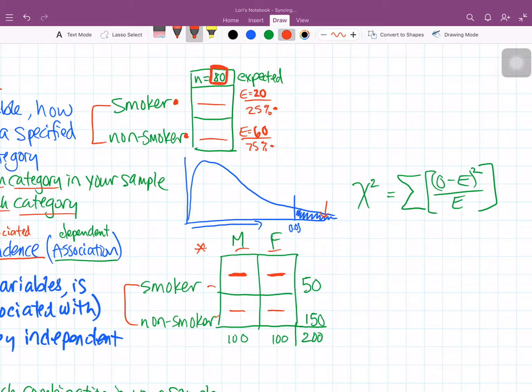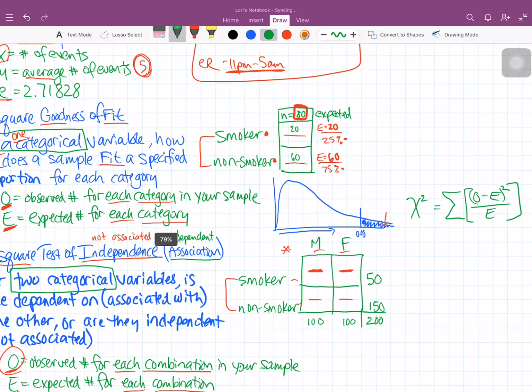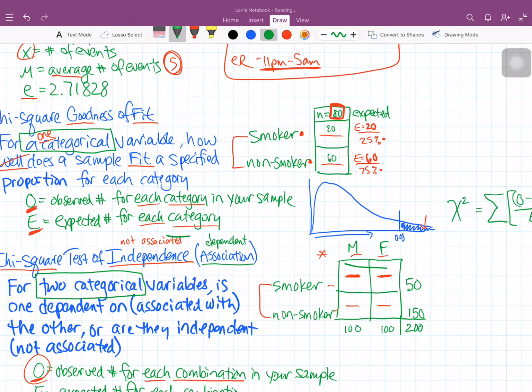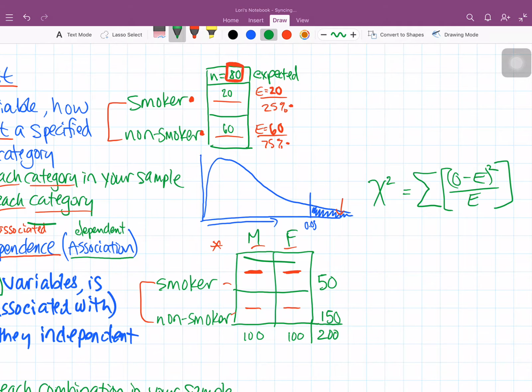Now, here's where it actually gets a little bit interesting. When we say we expect 20 smokers, let's say in our sample we actually get 20 and 60. That's not very likely to happen, but we would say, yes, that's kind of obvious. Let's go back to the way this is worded. How well does a sample fit a specified proportion for each of those categories? And I would say, in that particular case, it fits it really well. It fits it exactly the way we would have expected.